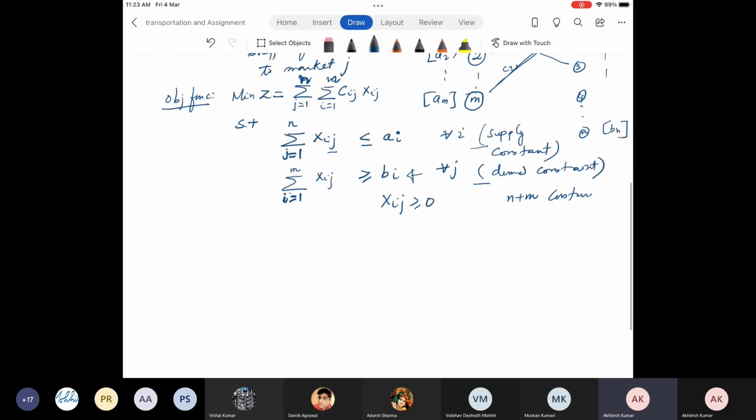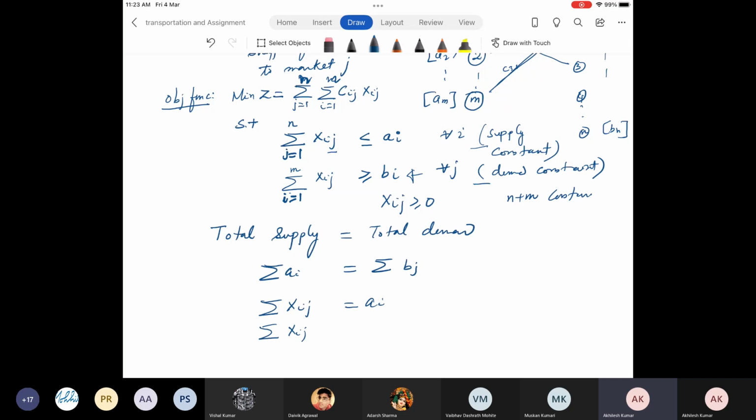So this problem can be made a little easier if I make total supply equal to total demand. In that case, what will happen? What I'm saying is summation of a_i equals summation of b_j. If I do that, the constraints change to summation of x_ij over j equals a_i, and summation of x_ij over i equals b_j, for all i, for all j. So this is called a balanced transportation problem.